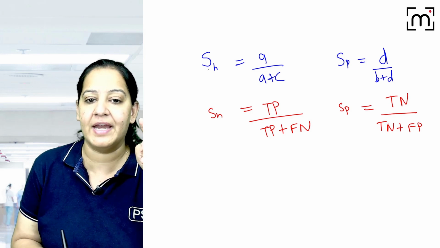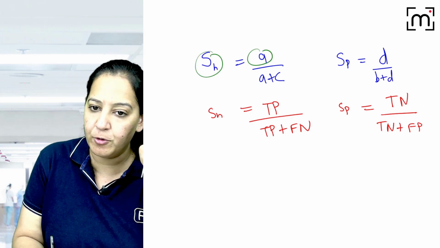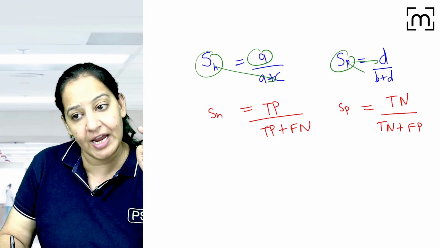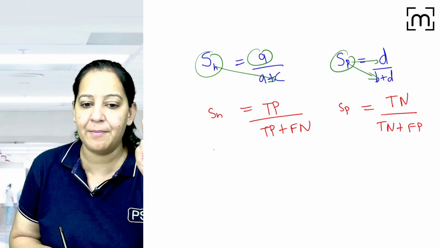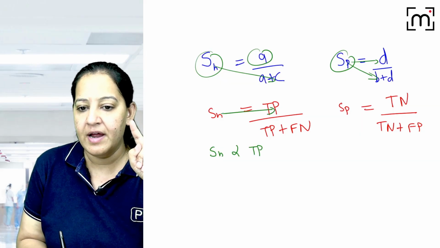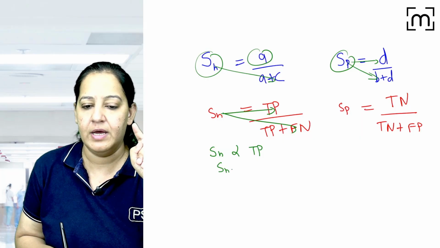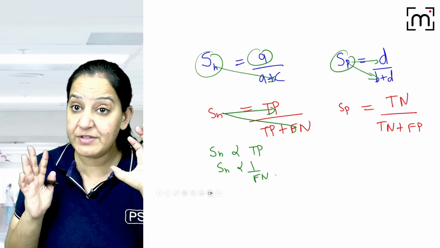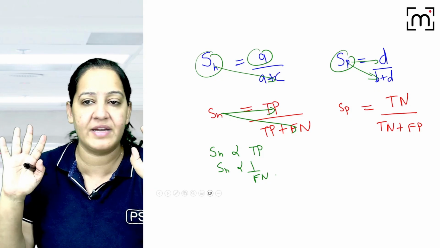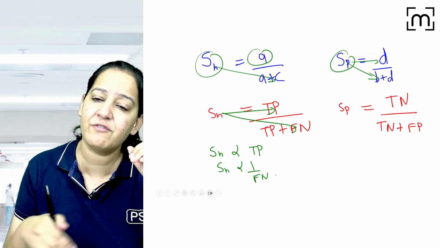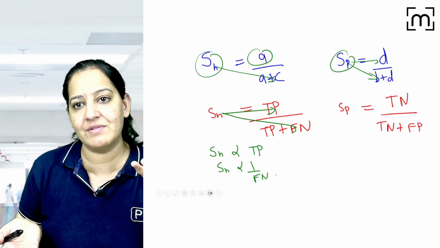Now why have I written these again? You can see sensitivity is directly proportional to A, inversely proportional to C. Specificity is directly proportional to D, inversely proportional to B. So sensitivity is directly proportional to true positive, you can see it here, and inversely proportional to false negative. Instead of learning, understand from the formula. Otherwise if you try to mug up, everything will be volatile and you will make mistakes in the exam. So instead of learning, understand from the formula what is directly proportional, what is inversely proportional.